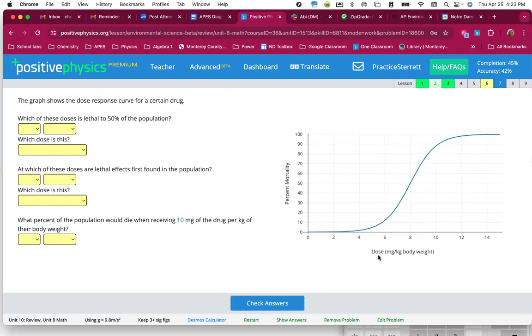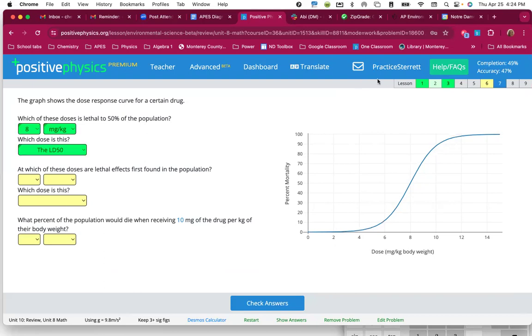So the curve kind of fits two different answers. So which of these doses is lethal to 50% of the population? To read these graphs, you want to go to 50% mortality and then go along the curve until you intersect it. So 8 milligrams per kilogram body weight is the answer for this one. 8 milligrams per kilogram. And that's the LD50 dose.